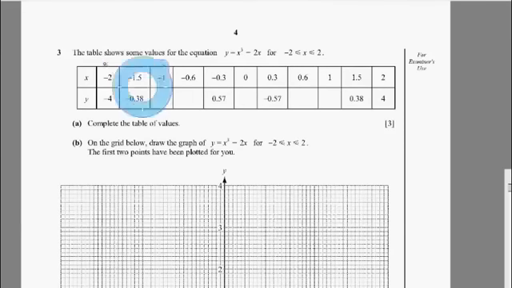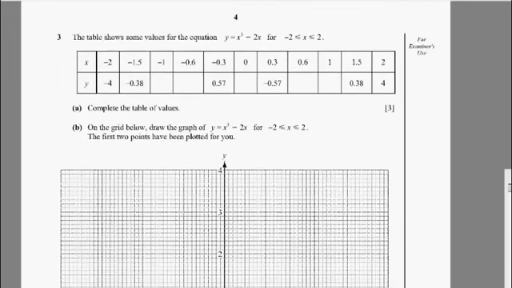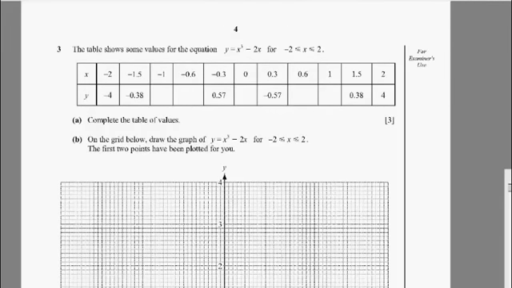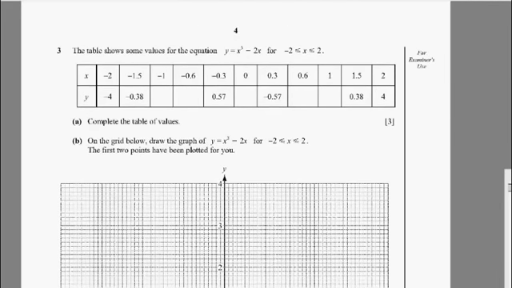Question number 3. The table shows some values for the equation y equals x cubed minus 2x for negative 2 less than x less than 2. Looking at the total number of marks for the question, 3 plus 4, 7 marks, this question is quite straightforward. Much of it is just plug and play and plot what you calculate. While you can use theorems for cubics to plot this, this is actually a lot simpler because they've given you a table of values to work with.